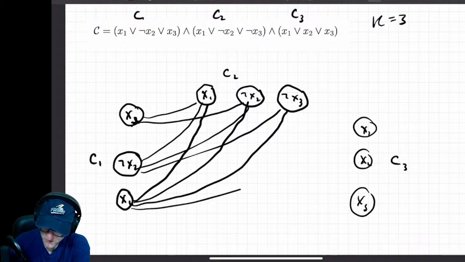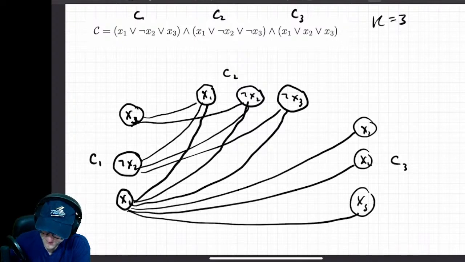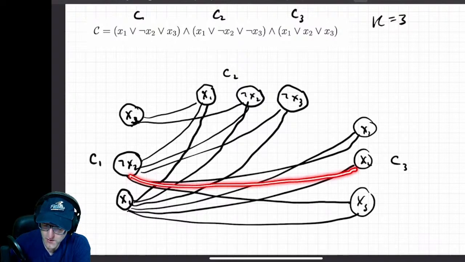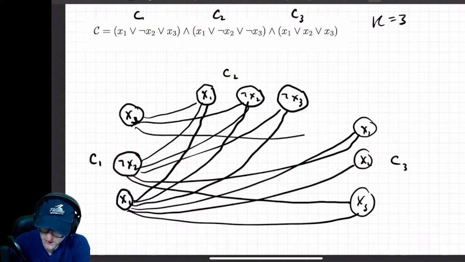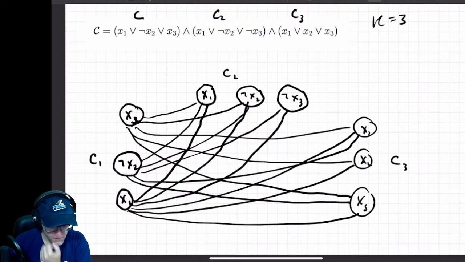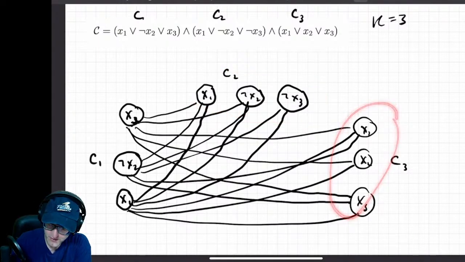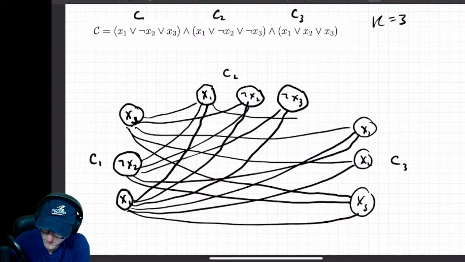Again, x1 to x1, x1 to x2, x2 to x3. x2 will be connected to x1, and negation of x2 will be connected to those two. But once again, the negation of x2 and x2 over here will not be connected because this is the negation of that one. x3 will also be connected to all three. There we go. Now, the only other edges that I need to draw are between this clause and this clause over here. x1 will be connected to all three.